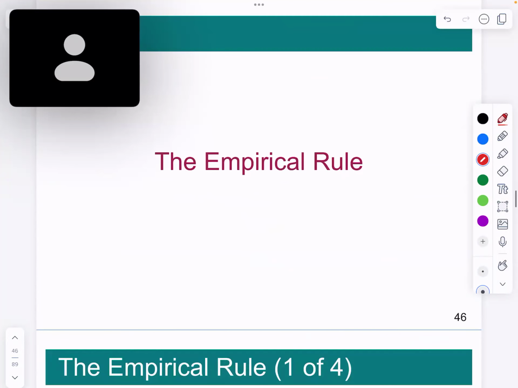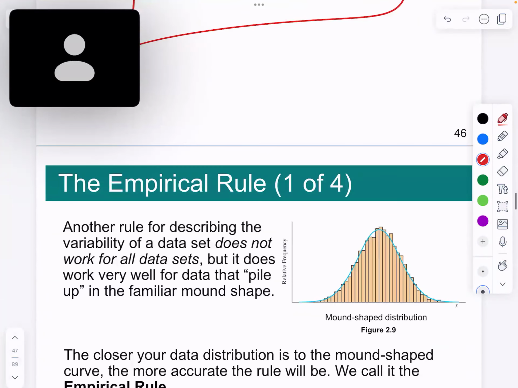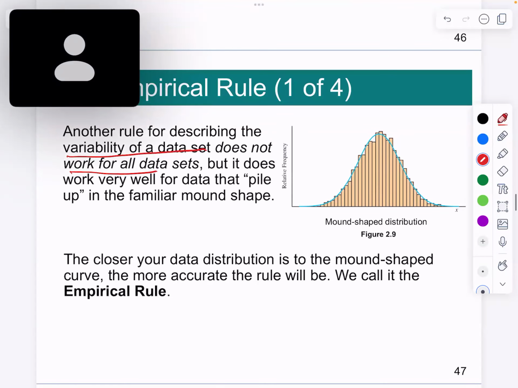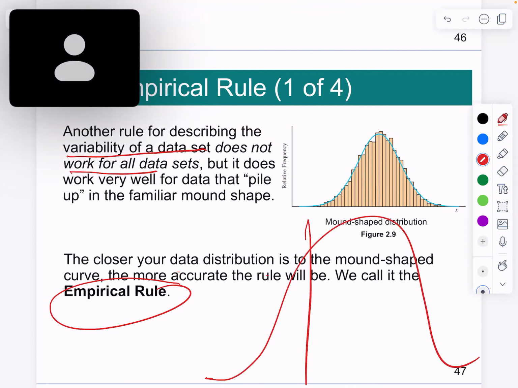And we have what is called the empirical rule. It is another rule for describing variability of a data set. It does not work for all data sets, but it does work well for data that pile up in the familiar mound shape, which is called the normal distribution. So the closer your data distribution is to the mound, the more accurate the rule will be. So we call it the empirical rule. See, it's almost symmetric.